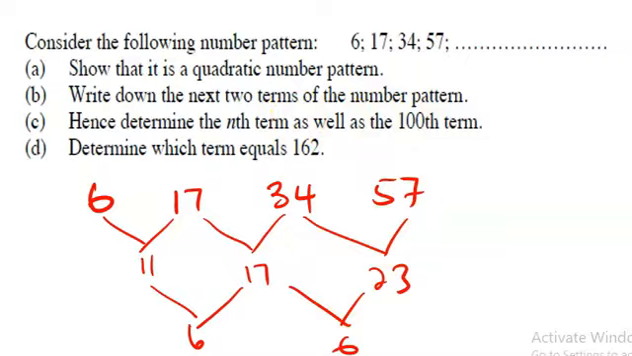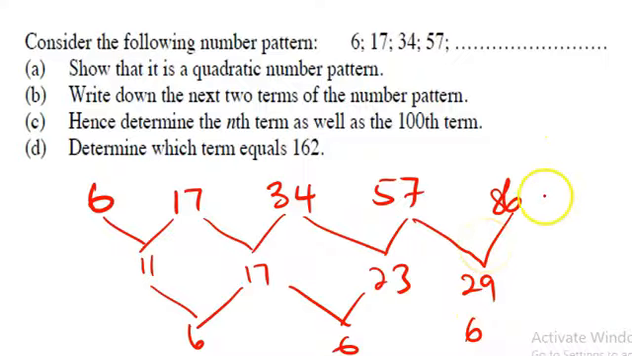Okay, let's do something here. 6 plus 11 gives us 17. And 17 plus 17, 34. 34 plus 23 is equal to 57. So how do you get the next one? It is 6 plus 23, which will be 29. And then we add 29 to 57 to get the next term. So when you do that, here is 86.